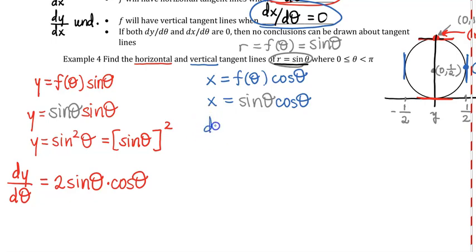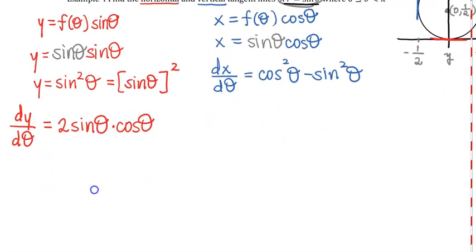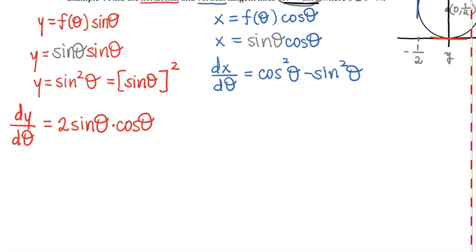Now to take dx/d theta, we're going to need to use the product rule, where f is sine and g is cosine. So f prime would be cosine theta multiplied by g, which is cosine squared theta. G prime would be a negative sine theta multiplied by f, which is sine, would be a negative sine squared theta. So now we have differentiated both of these functions with respect to theta.